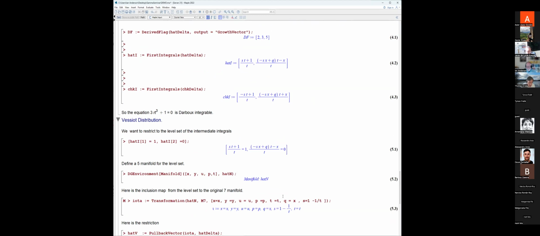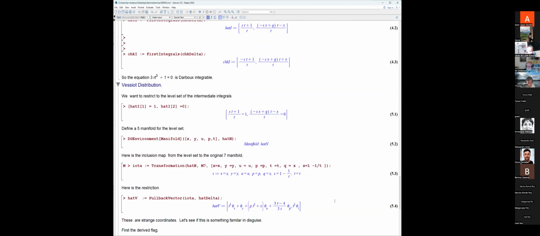The inclusion map is, I'm going to take this equation and this equation, and I'm going to solve them for S. So I'm eliminating S and Q from these equations. This is what I get here. I'm going to pull that back to the level system. And here's what I had on the worksheet. This is my Vessiot distribution for RT cubed.